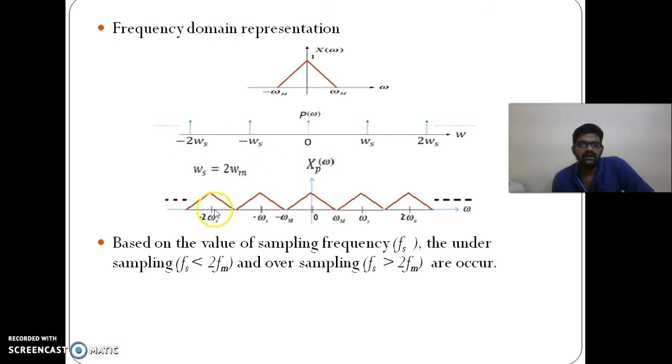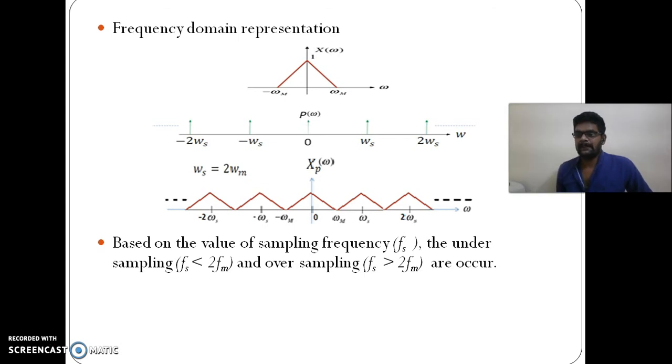Based on this sampling, what happens if fs is less than 2fm, and what happens if fs is greater than 2fm? If fs is less than 2fm, that is called undersampling. If fs is greater than 2fm, that is called oversampling. In general, undersampling results in aliasing, a loss of information, whereas oversampling results in enhancement of the bandwidth; the required bandwidth will be enhanced.